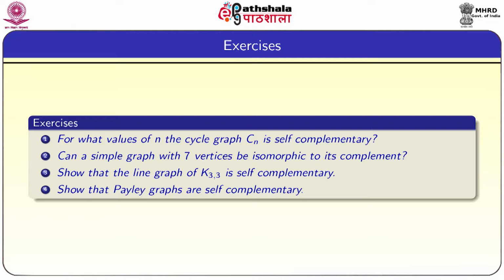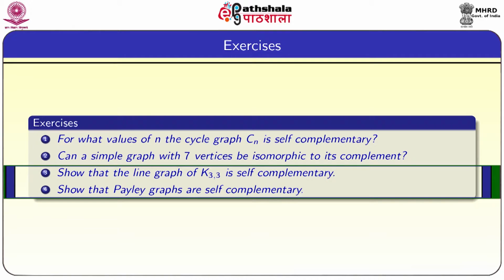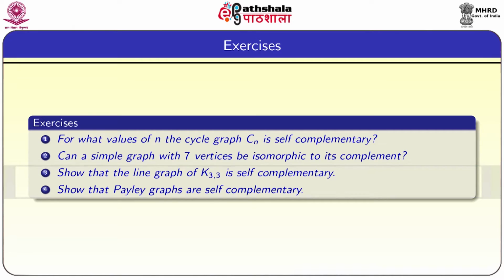And this is a little difficult to show, so one has to use pen and paper. Show that the line graph of K33 is self-complementary. So, we need to find the line graph of K33 and show that it is self-complementary. Also Paley graphs, which we discussed in the second module, are self-complementary graphs. These are nice non-trivial examples of self-complementary graphs.